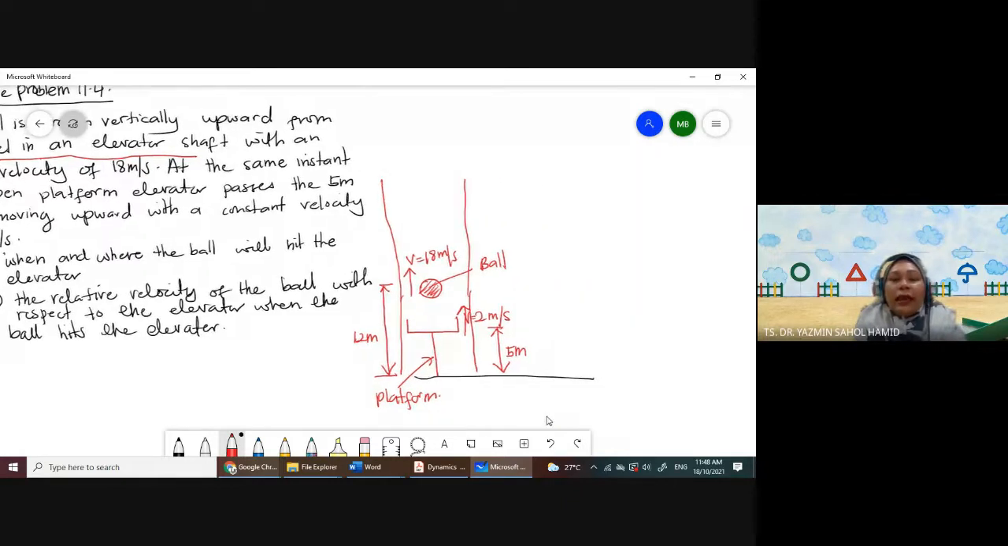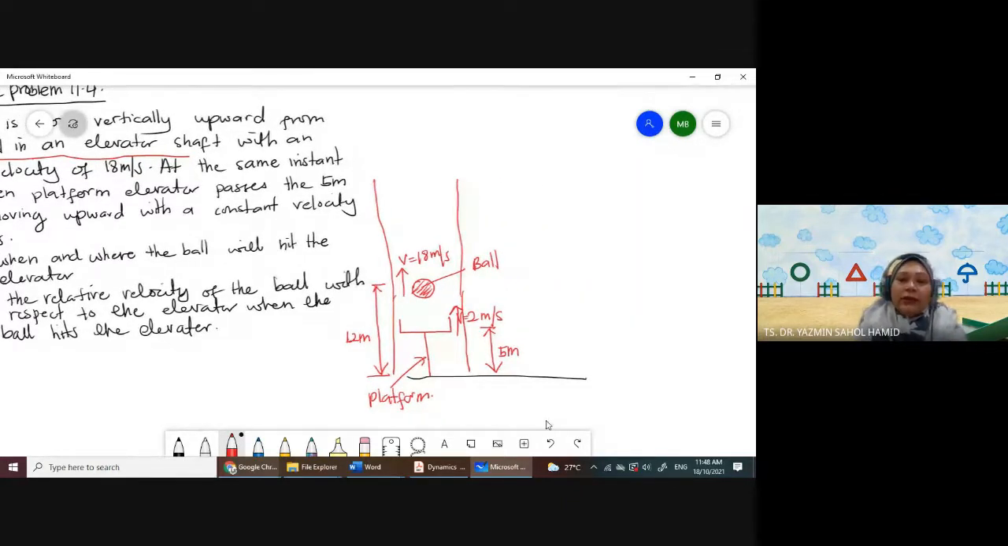Okay. So what do you think happens later? The ball will land on the platform elevator, right? Okay. So as this goes up, and then at the same time, this platform elevator goes up, the ball will also go where? Also go down, right? And then at a certain point, what will happen? Contact. Yes, the ball will land on the elevator.